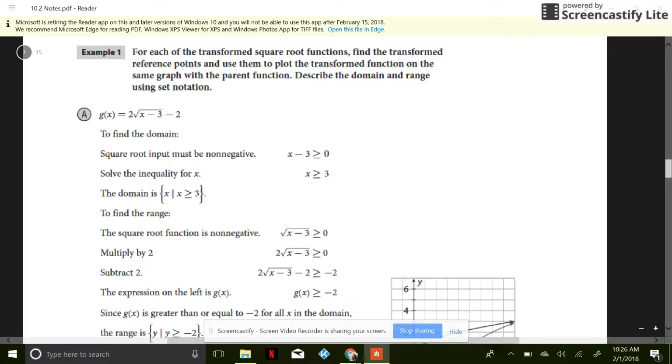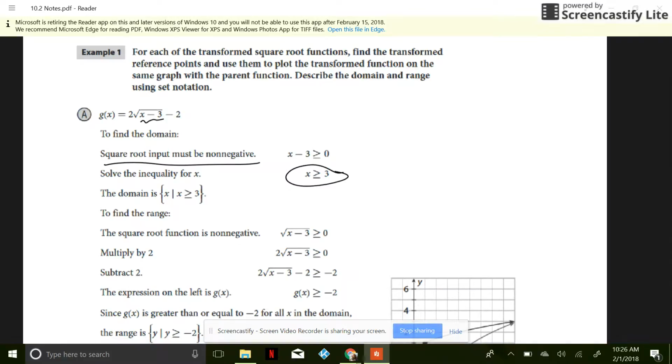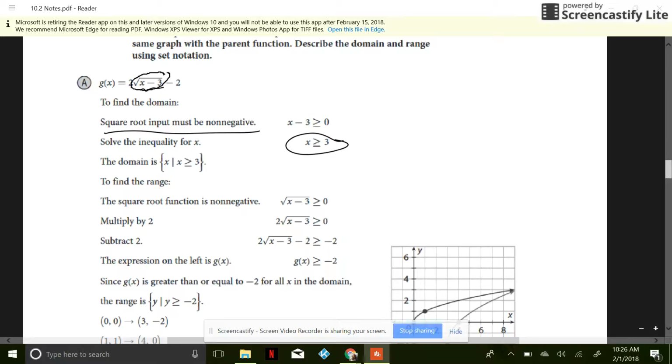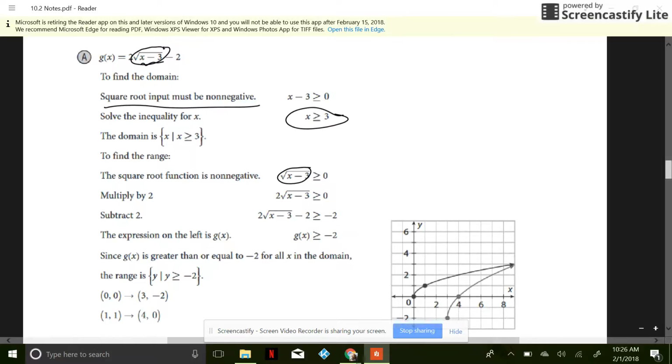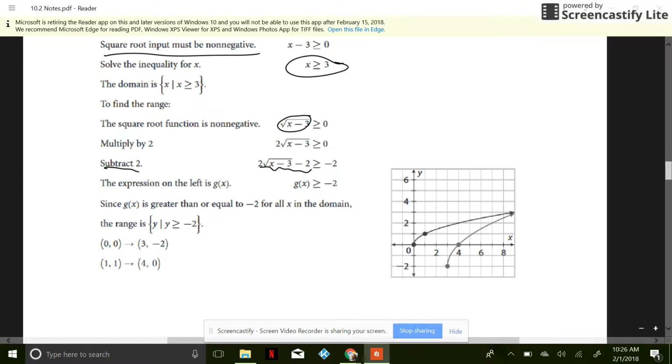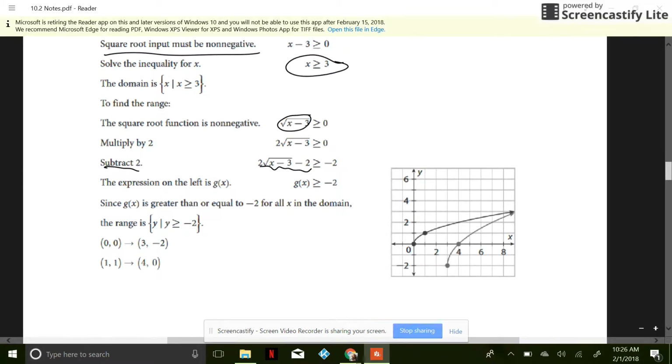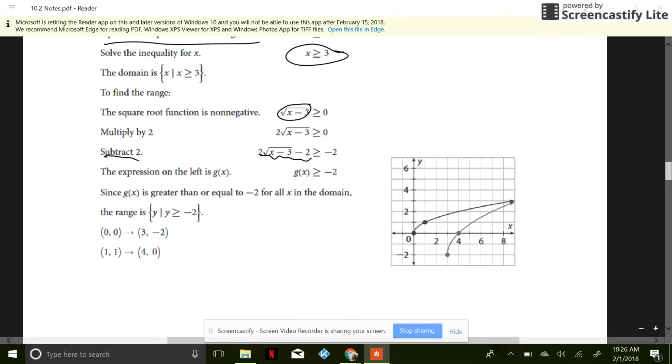So we want to find the transformed reference points. First thing you want to do is find the domain. The key thing is that the square root input cannot be negative. So what's under the square root has to be non-negative. So we set x minus 3 greater than or equal to 0, which gives x greater than or equal to 3. So that's our domain. To find the range, you set the square root function greater than or equal to 0. Then you do any multiplying. In this case, multiply both sides by 2, which doesn't have an effect on the right side. But then you subtract 2 from both sides. Once you've done this, now this is your y that you started with, your g of x. So that means your g of x, or your y, has to be greater than or equal to -2. So that is how your range changes.